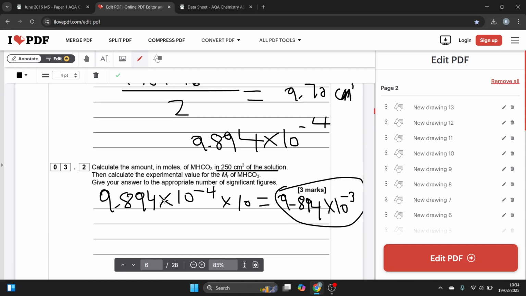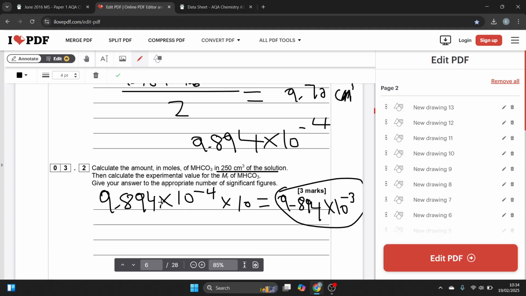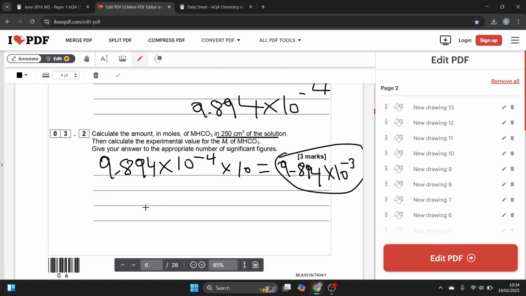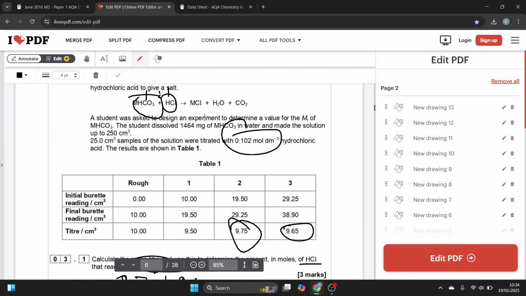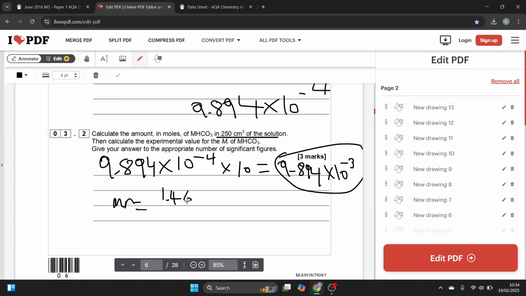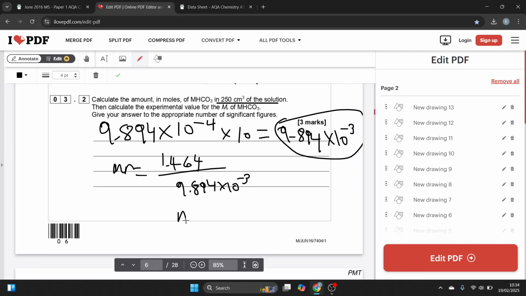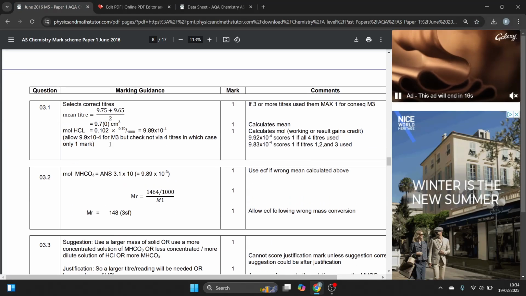And then calculate the experimental value for the Mr, well, Mr is mass over moles. Mr is the mass of MHCl3, this in grams, so 1.464 over my number of moles, which I just worked out. I got 148. Perfect.